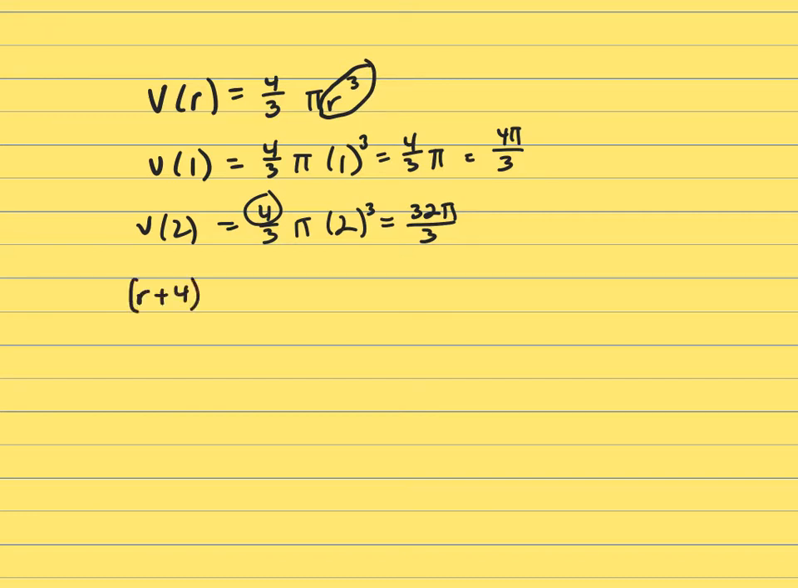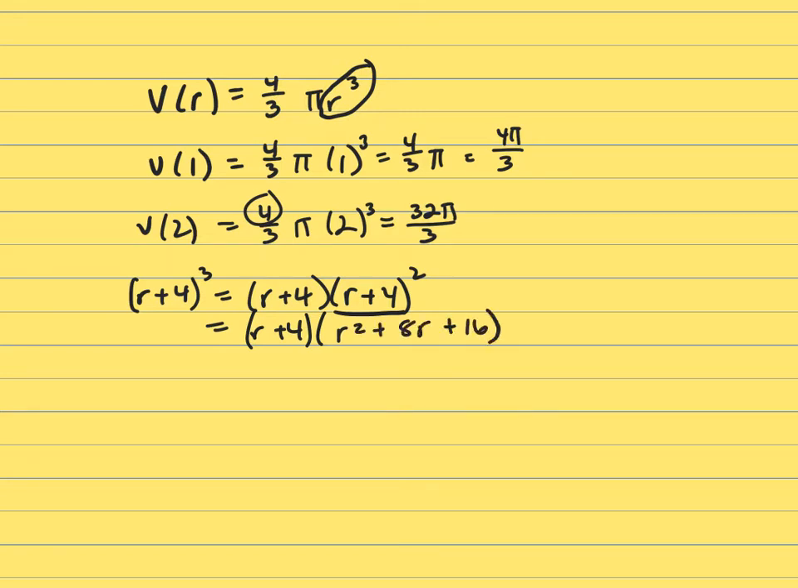R plus 4 cubed. I'm going to rewrite that as r plus 4 times r plus 4 squared. And I'm going to square this one first. That's r plus 4 times r squared plus 8r plus 16. Now I got that by doing r plus 4 times r plus 4 times r plus 4. And now let's distribute the r. That's r cubed plus 8r squared plus 16r. Now distribute the 4: plus 4r squared plus 32r plus 64.